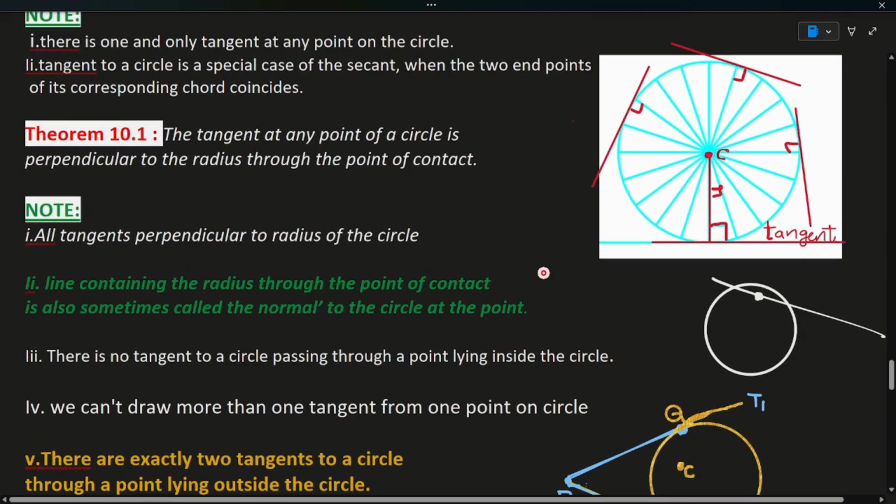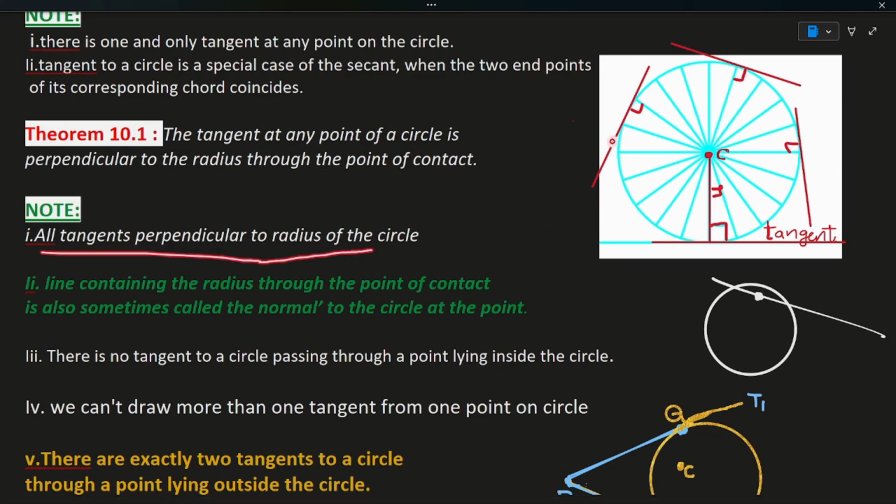Now some more points to be remembered here according to theorem number 1. All the tangents are perpendicular to the radius of the circle. See, this tangent is also perpendicular to the radius. This tangent also, this tangent also, this tangent also. The same thing I explained in point number 1: all the tangents are perpendicular to the radius of the circle.